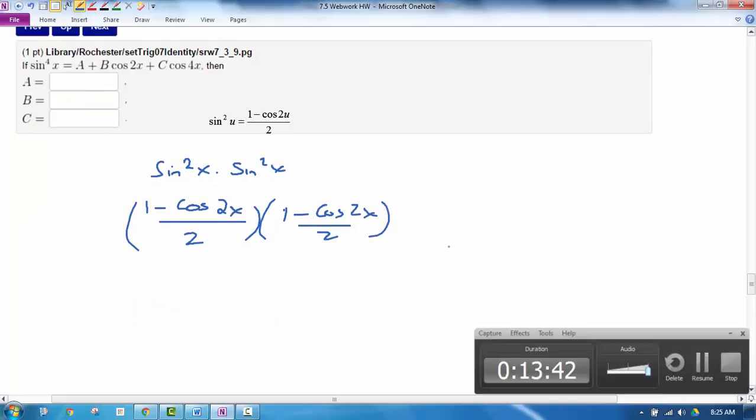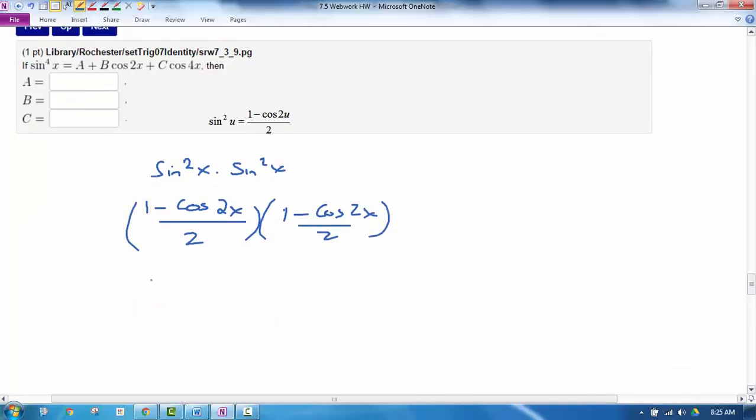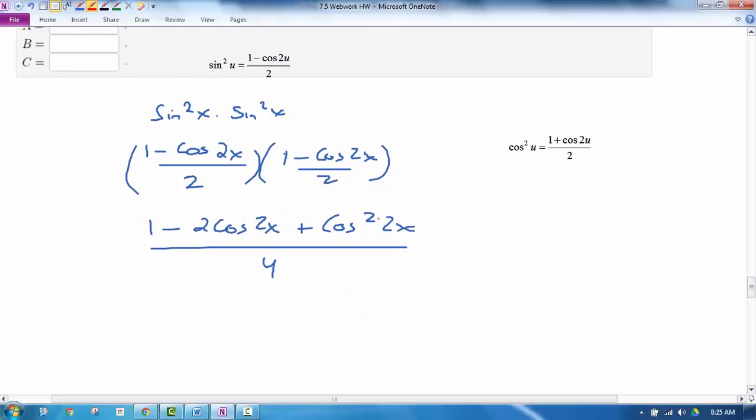So now I'm going to FOIL the tops, and I get 1 minus 2 cosine of 2x plus cosine squared of 2x all over 4. Now I'm going to replace this cosine squared using this formula right here. So this is going to be 1 plus cosine of 2u. Now u is 2x in this case, so it's 2 times 2x all over 2. So let me write that right here. And I'm going to make it 2 times 2 is 4x right here.